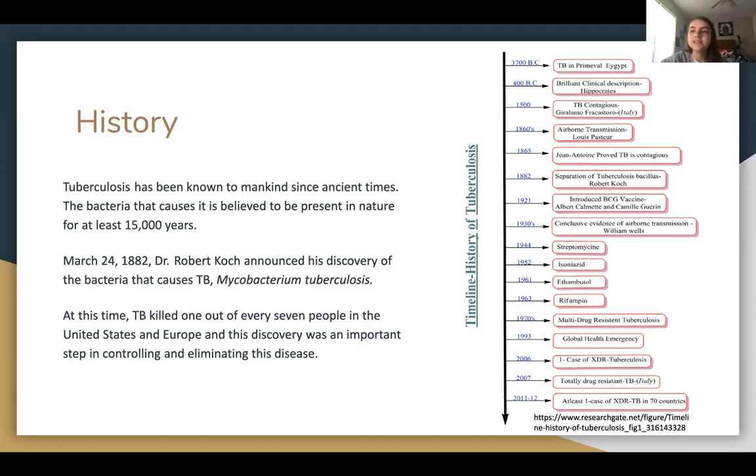But with TB, we've taken several steps back. In the 1970s, the first case of multi-drug resistant tuberculosis emerged. In 1993, the World Health Organization announced that TB was a global health emergency, calling it the forgotten epidemic because it was so underestimated and many people didn't take it seriously. In 2006, the first case of extensively drug-resistant TB was reported. In 2011, there was at least 1 case of extensively drug-resistant TB in 70 countries. Extensively drug-resistant TB is where the TB is resistant to isoniazid, rifampin, and any fluoroquinolone, and at least one of the injectable second-line drugs that we use for the disease.